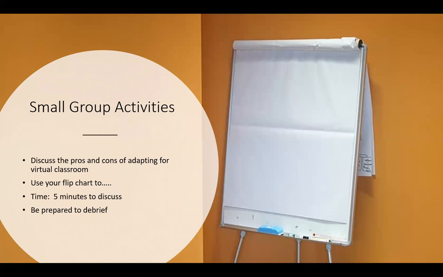Small group discussions. Now, these are a common activity in most learnings. And here's a simple one here on the screen. This is for face to face. You're going to discuss the pros and cons of adapting for a virtual classroom. Take about 5 minutes to discuss at your table. If you like, you can use a flip chart to record and then be prepared to debrief.